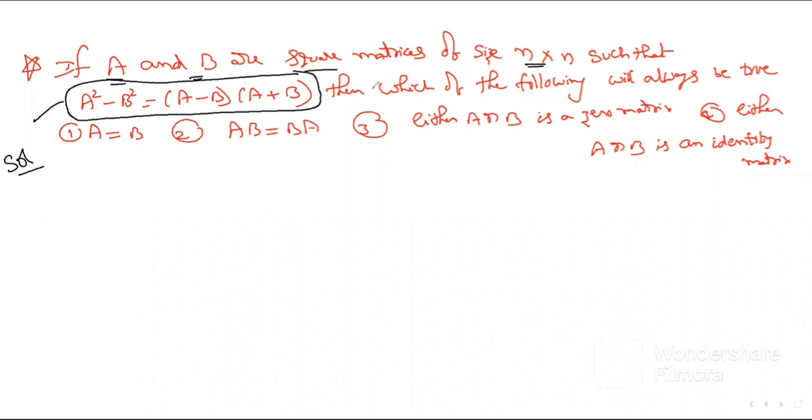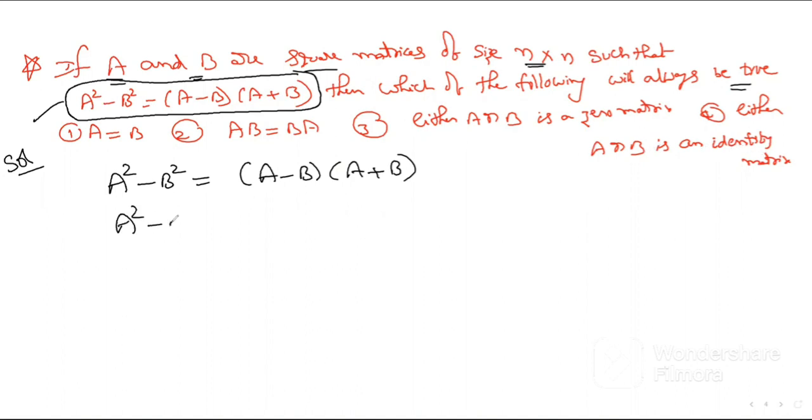If A and B are two square matrices of size n by n such that A square minus B square is equal to A minus B into A plus B, which of the following will always be true? If this condition is satisfied, the options are: AB is equal to BA, or A is equal to B, or either A or B is a zero matrix, or either A or B is an identity matrix.